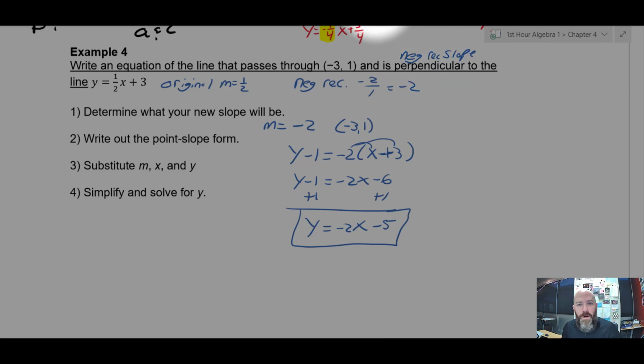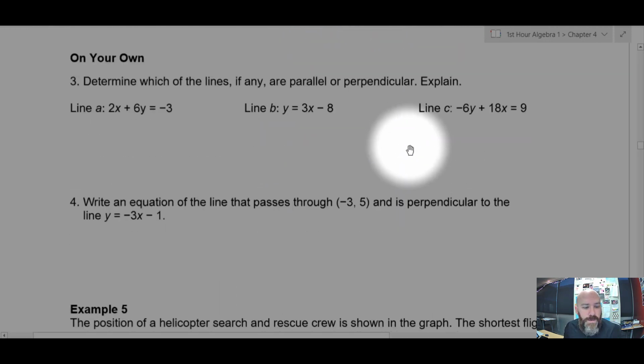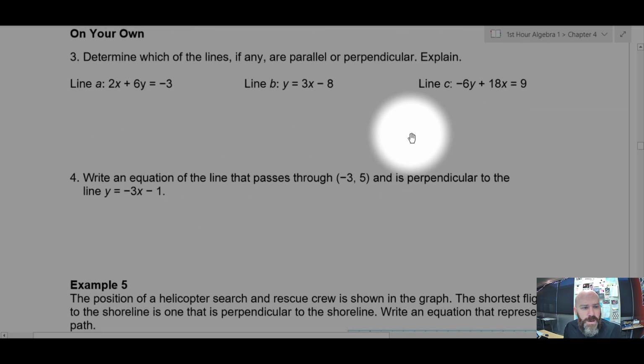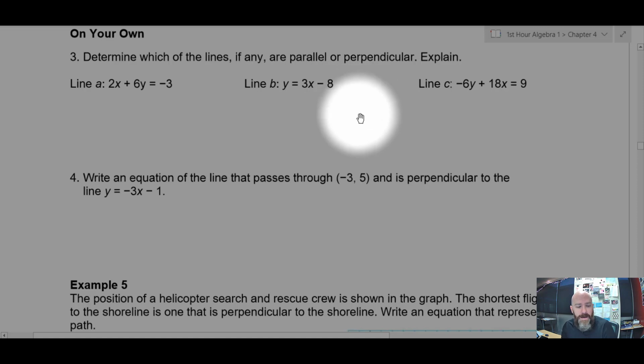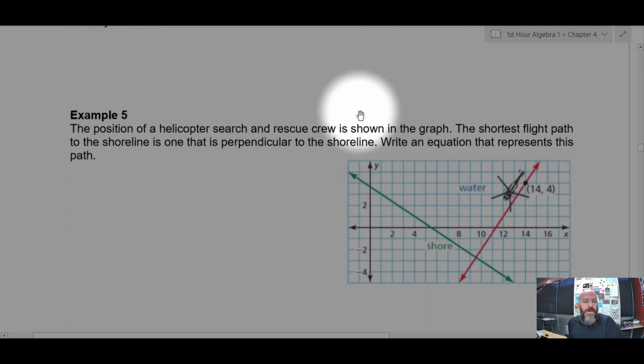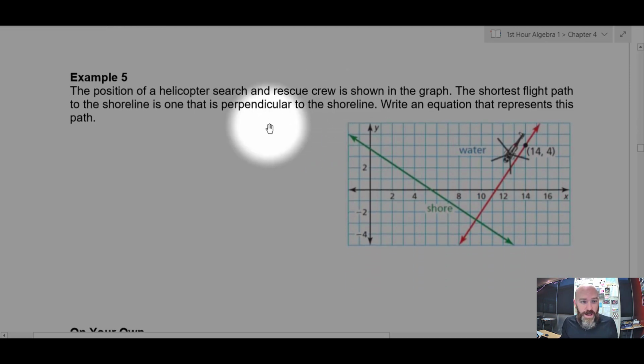All right, so that was example 4. There are some on your owns here. For the sake of the notes, I'm going to skip these for time, and let's do example 5. The position of a helicopter search and rescue crew is shown in the graph. The shortest flight path to the shoreline is one that is perpendicular to the shore. Write an equation that represents this path. So we want to find an equation that represents this red path right here.